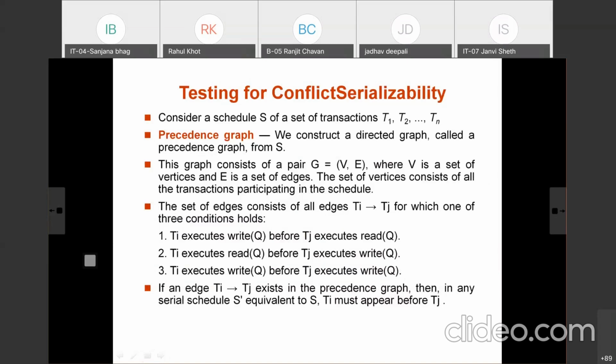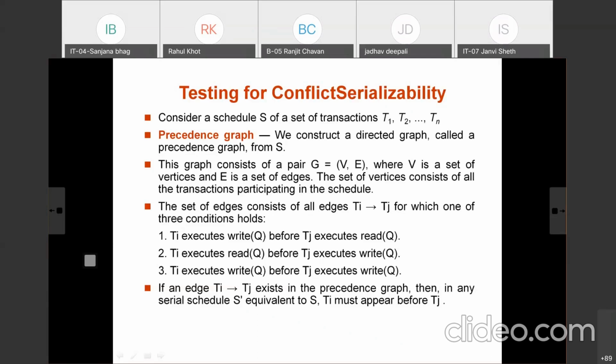Consider a schedule S with a set of transactions T1, T2 to Tn. For that we draw a precedence graph. Graph means a directed graph. We construct a directed graph, and we call it the precedence graph. In the graph we consider two elements: G is equal to (V, E), where V is the set of vertices and E is the set of edges.